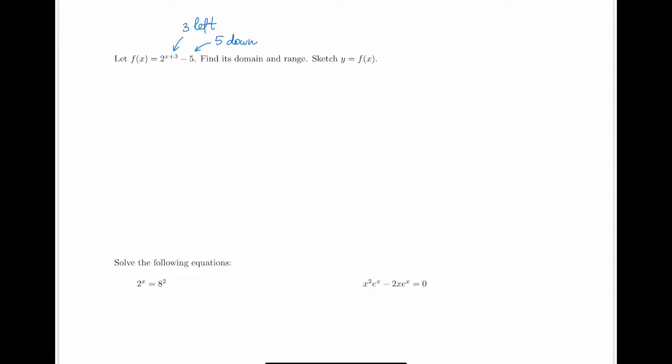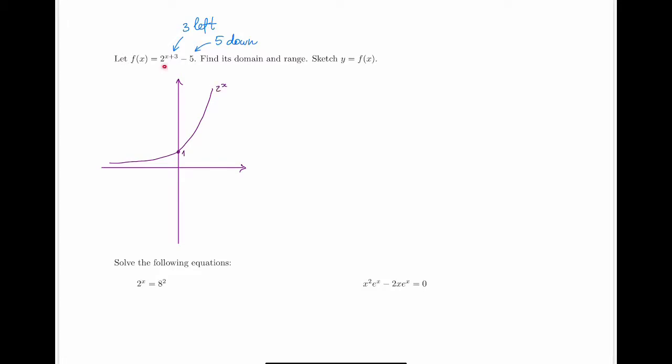So I can start by sketching the basic graph of 2 to the power x and then performing the necessary transformations to get the graph of the function that I want. Recall that 2 to the power x will have a y-intercept of 1 because 2 to the power 0 is 1, and it's an exponential growth function, so it looks something like this. This is 2 to the power x.